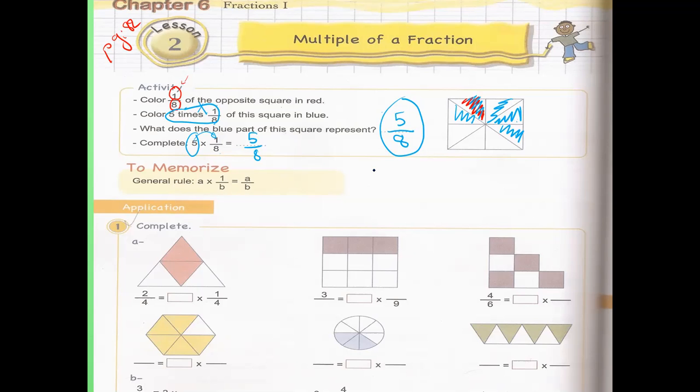Another example. 9 times 1 out of 6. How do we multiply this number by a fraction? We just multiply this number by its numerator. 9 times 1, 9 out of 6, the denominator. Okay? Another example. 2 times 1 out of 3. How do we multiply it? We multiply the number by its numerator. 2 times 1, 2 out of the denominator, copy it the same, 3.